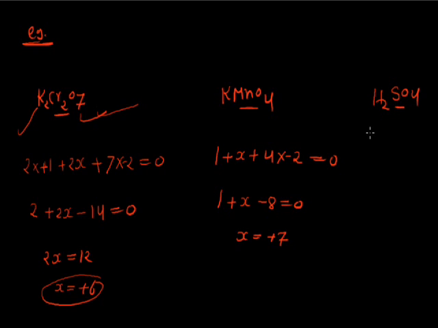Now the next example is H2SO4. Now finding the OS of sulfur. The OS of hydrogen is +1. So 2 into +1 plus x plus 4 into -2 equals 0. Now 2 plus x minus 8 equals 0, where x equals +6. So in this example, OS of the sulfur becomes +6.